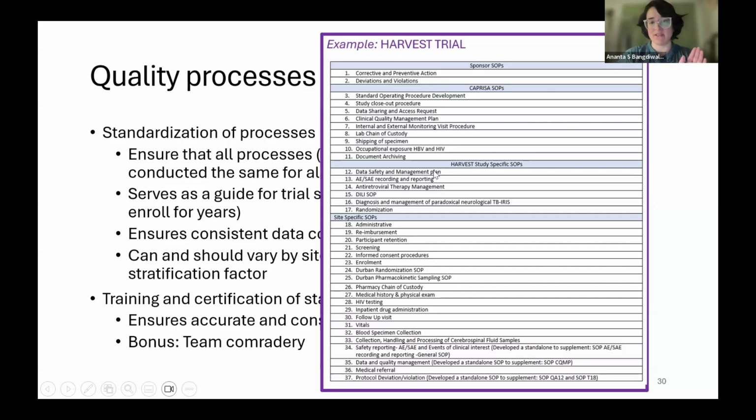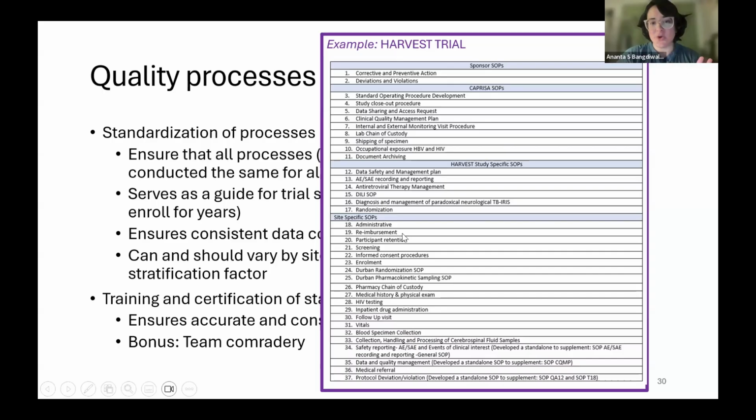The data safety and management plan, that DMP, that was the same for all sites. The way they recorded adverse events and reported them, that was the same for all sites. The way they managed antiretroviral therapy, that was the same for all sites. The way they managed DILI, which is a liver injury, that was the same. Randomization, while they each had their own schedule, the way they conducted randomization was the same for all sites.